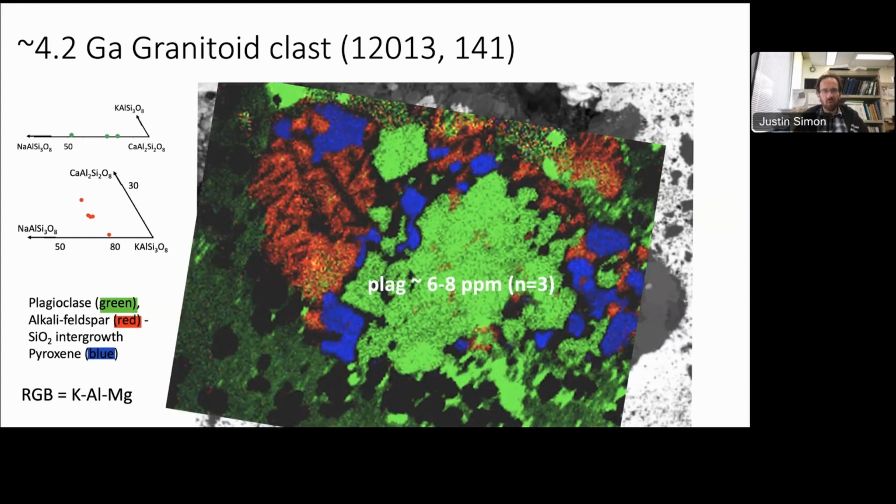And so I'm just going to go through a series of these overlays showing different clasts and showing the measured volatile content. So in this case, this plag has 6 to 8 ppm water based on, well, that's not an average, sorry, that's a range of 3 measurements.